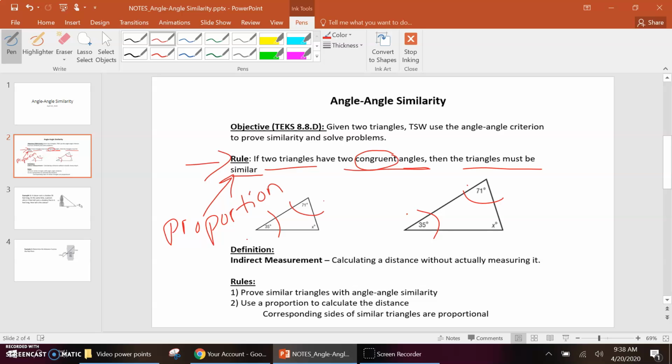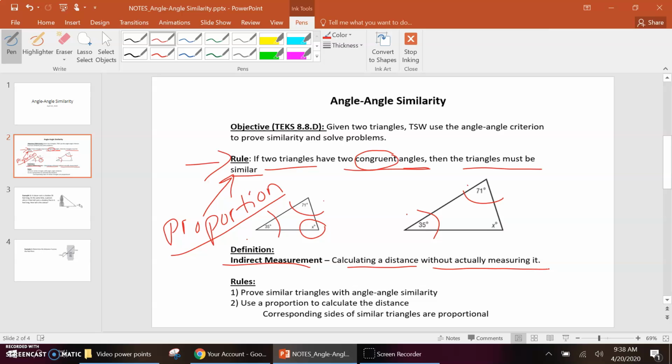Okay, we're not solving for this missing angle right now. You wouldn't need to do this. You would just add 35 and 71, subtract them from 180, and that would give you the angle. We're not doing that right now. What we're doing is learning that if the triangles are similar, because they have two congruent angles, then we will be able to set up a proportion to find a missing side, because we'll be doing indirect measurement. Okay, and you are calculating a distance without actually measuring it.